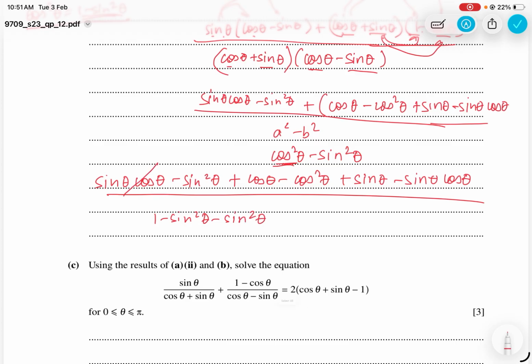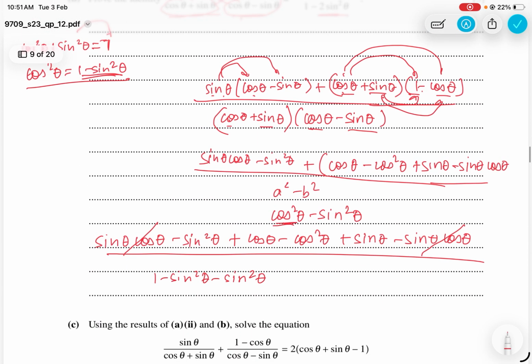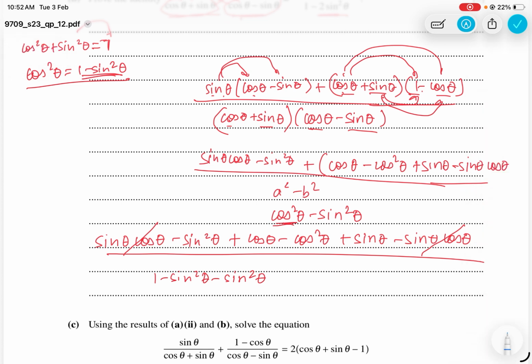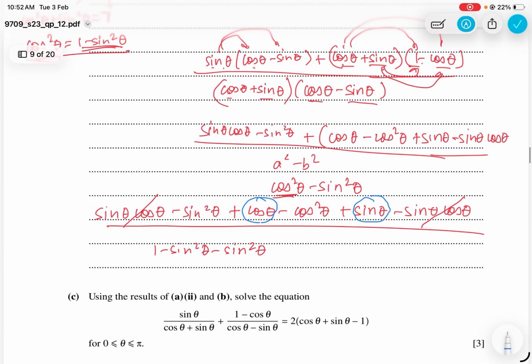So we will have 1 minus sine square theta minus sine square theta. Now these two will be cancelled. Let's see what we want. We want cos theta plus sine theta. Apart from this, we need minus 1. So where can I get minus 1? See these two: we have minus sine square theta minus cos square theta.